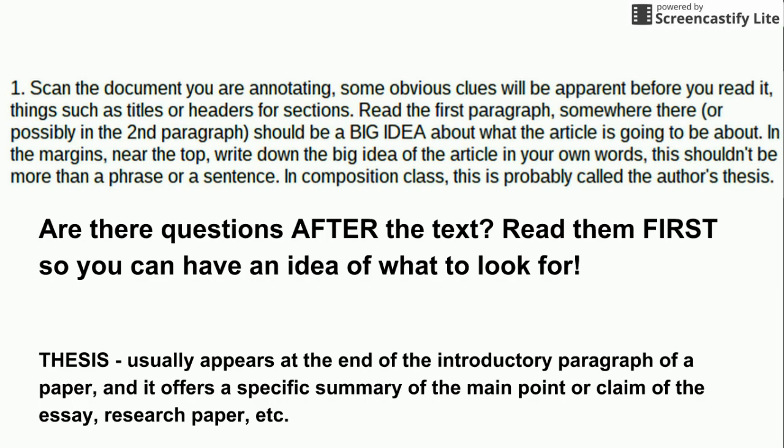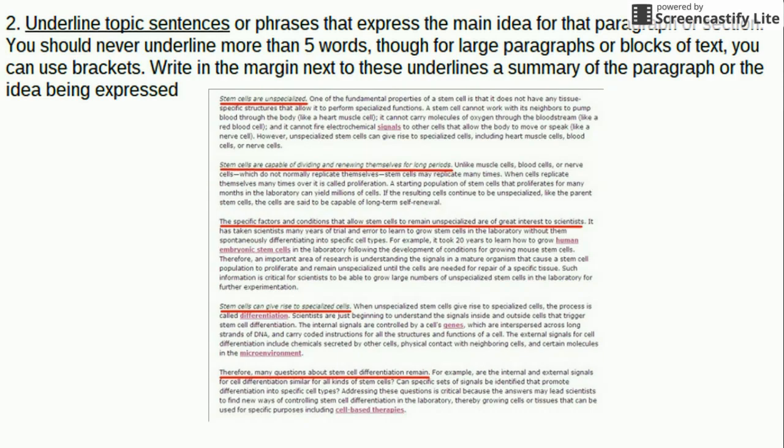So first, scan the document you're going to annotate. Look for questions so that you can read them first. Then go in and read the first paragraph, and within that, you should be able to find the big idea or the thesis, and then you may be able to underline that. The second step was underline any topic sentences or phrases that express the main idea for that paragraph. So usually within the first section of a paragraph, there's a topic sentence, and that tells you what the rest of the paragraph is going to be about.